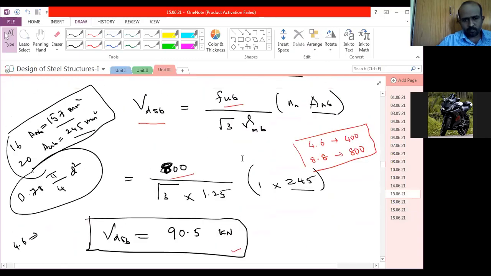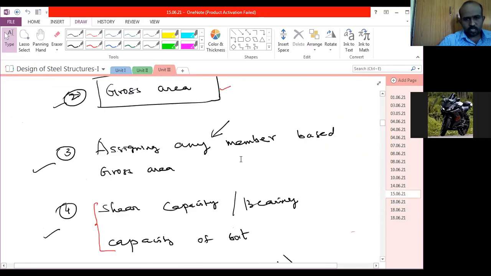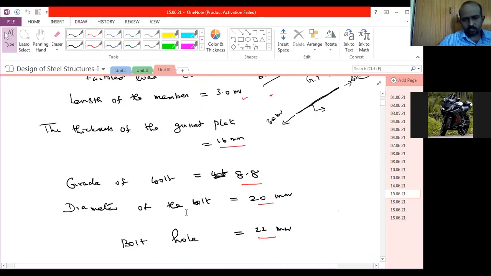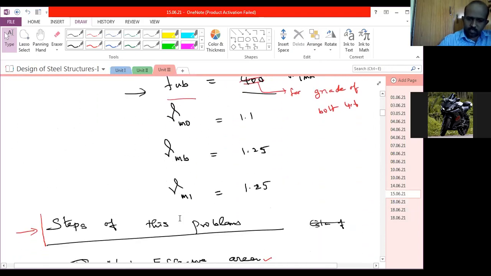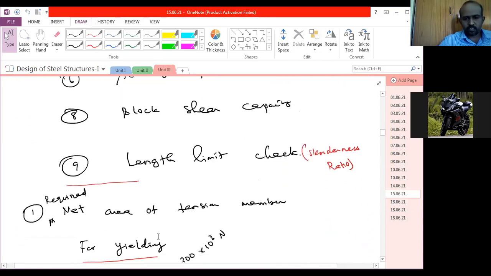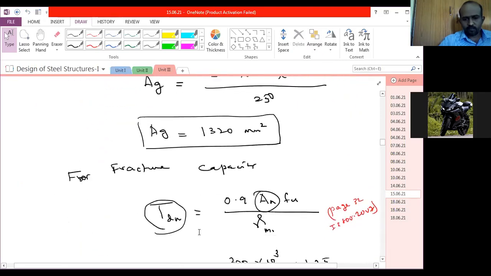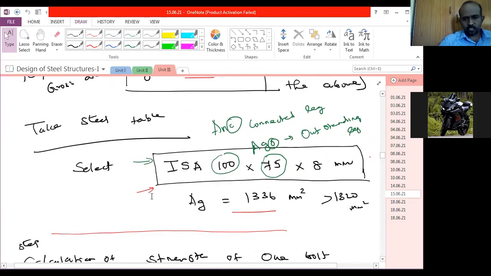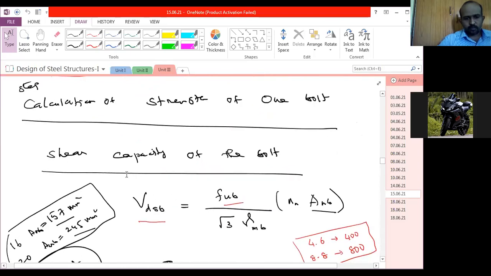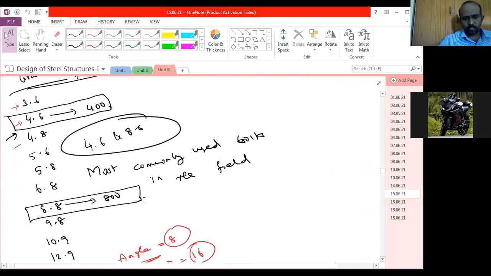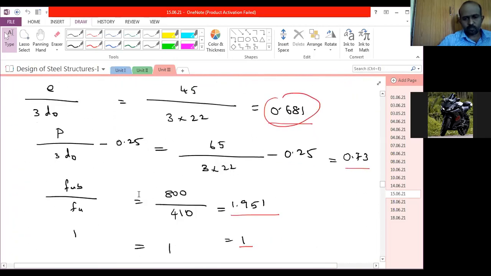So let us quickly recap. Already I have recapped in general. So last class this problem we have discussed. So bridge diagonal, remember. First of all, given data we have written, right? Then we have started to calculate the net effective areas. Based on the net effective area, we have calculated the gross area. Based on the gross area, we selected some member. Then the number of bolts also we have calculated based on the shear capacity and bearing capacity of the bolt.